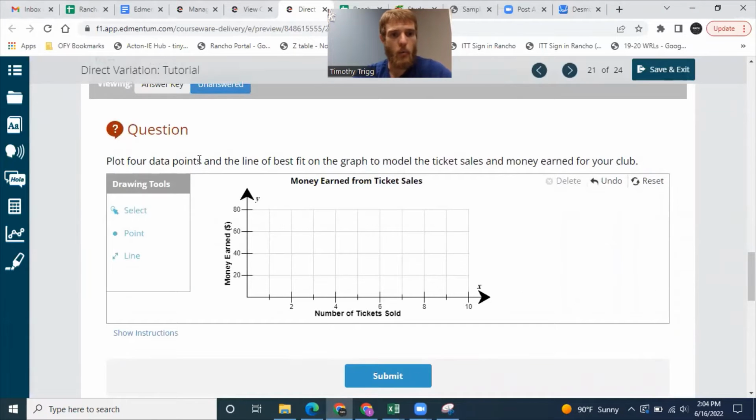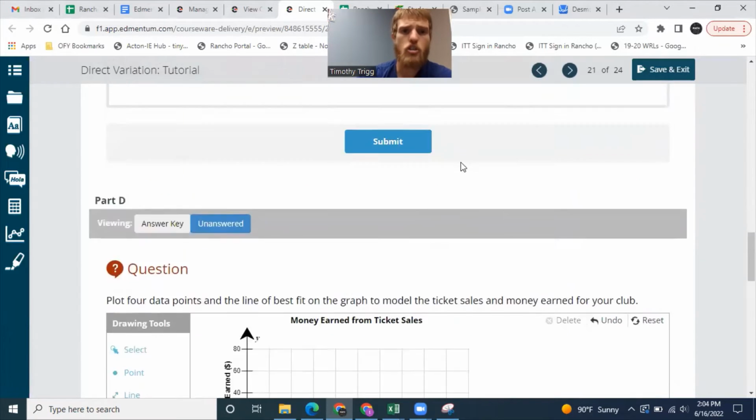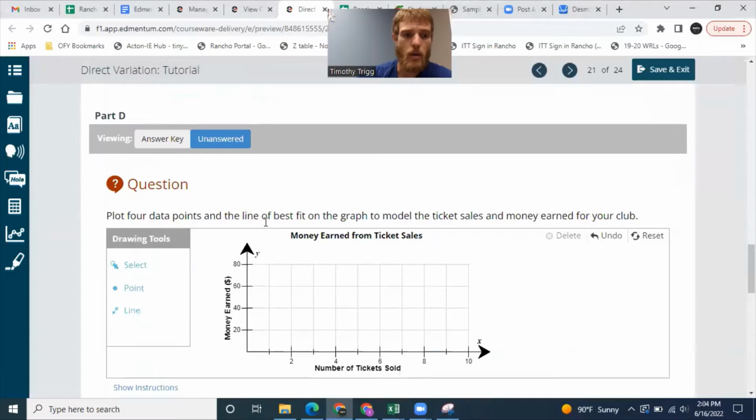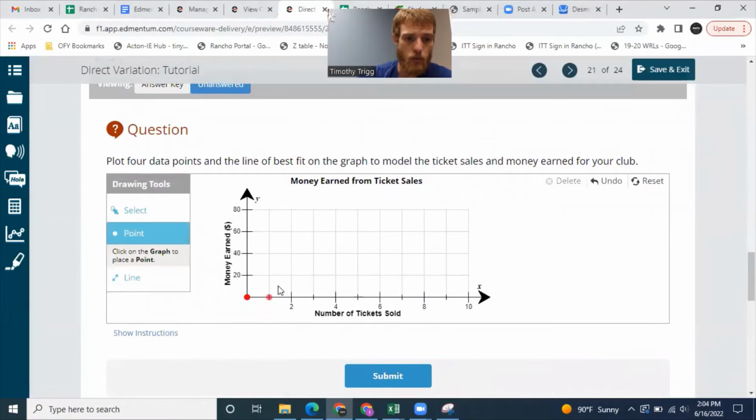Plot 4 data points and the line of best fit on the graph to model the ticket sales and money earned for the club. So you can just use the coordinate points we found up here. So we know we're going to have 0, 0 is 1. We know for 3 tickets that costs 20, and for 6 tickets that costs 40. And we also know, how much do you think 9 tickets would cost? Well, that would cost 60, don't you think?